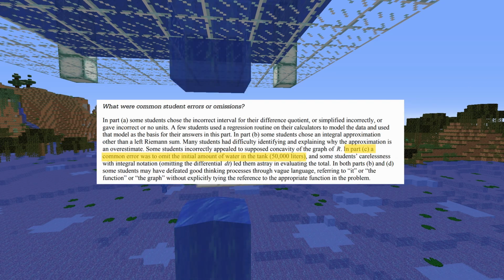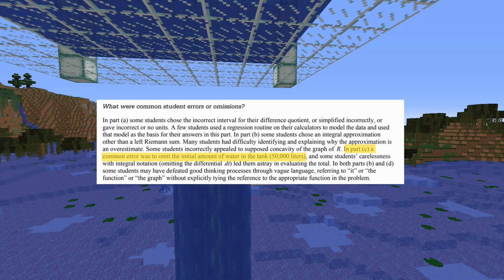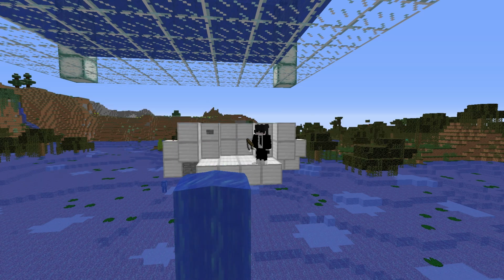However, when viewing student performance, many students missed the initial condition that was given in the problem. The point is, always pay attention to the initial condition in these types of accumulation problems.